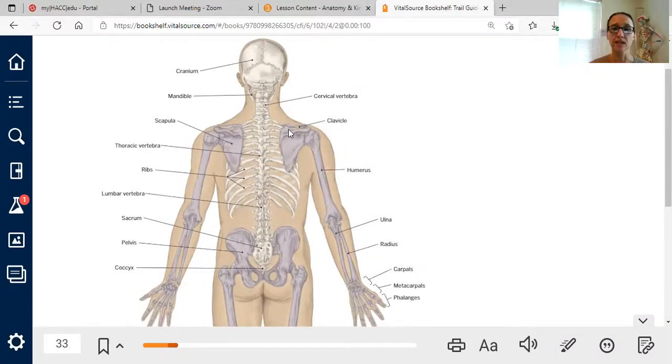The appendicular skeleton is held onto the axial skeleton by ligaments at the clavicle and at the pelvis. And now you know the difference between the axial and the appendicular skeleton. And that's it for this mini lesson.